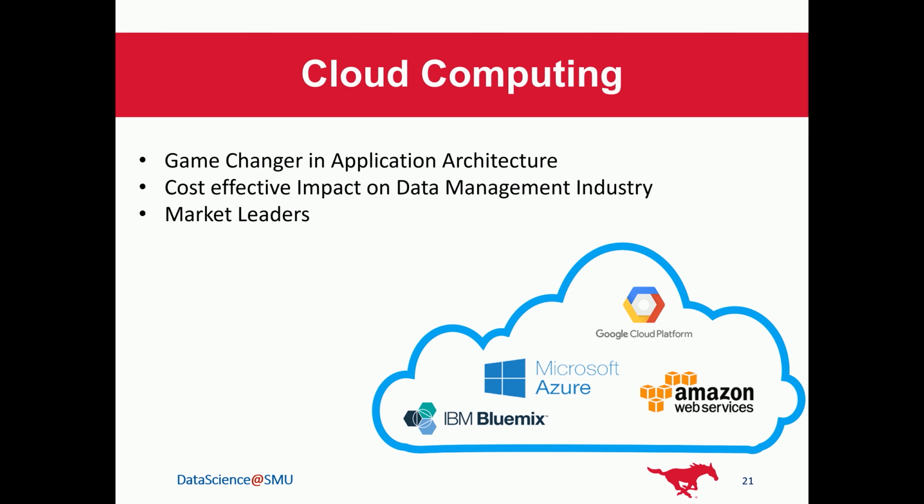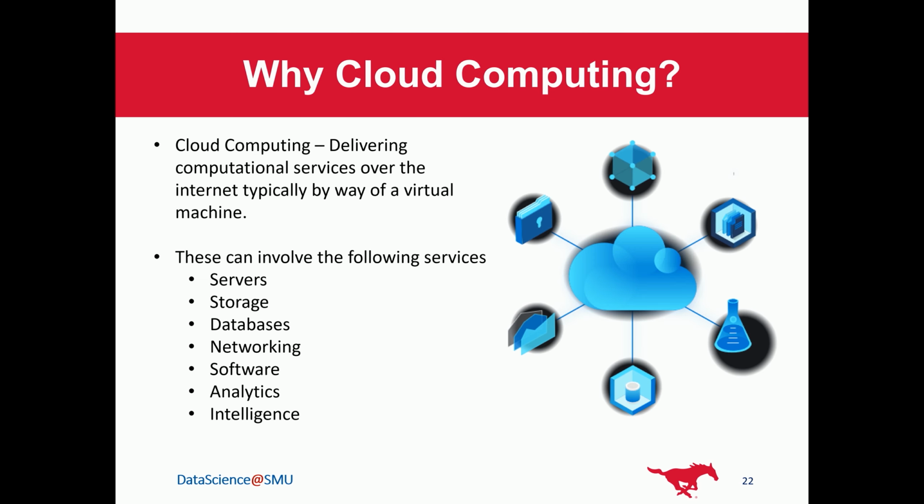Microsoft, Amazon, and IBM. So to define cloud computing, it involves delivering computational services over the internet by way of a virtual machine, which users can access or pay to access. These can involve the following services: server applications, storage applications. It can also involve databases, networking, whether it's social networking or computational networking. It can involve specific software access, such as SaaS software. It can involve analytics, which revolves around SaaS as well. And then intelligence software, which is something the government can use.